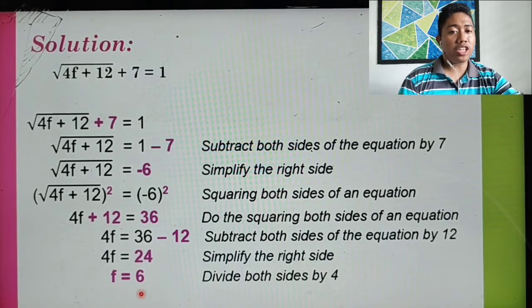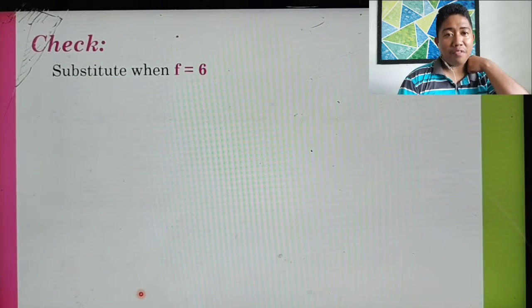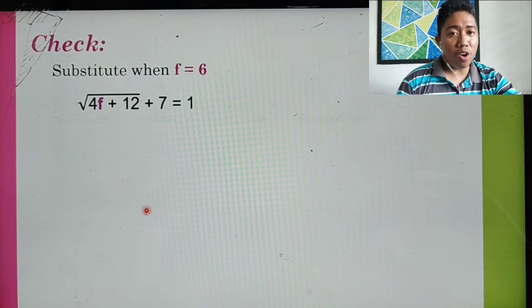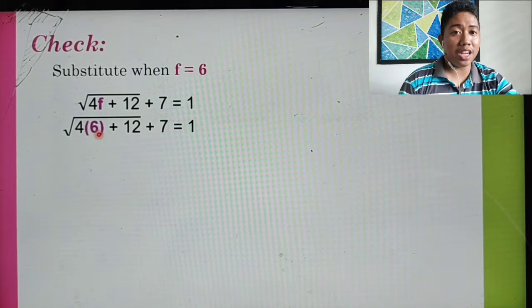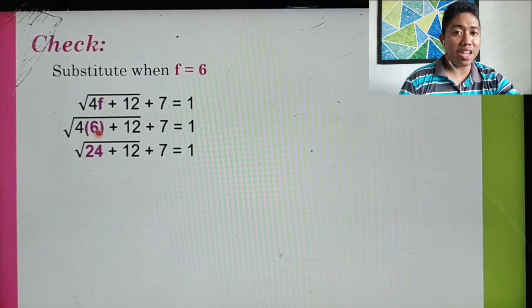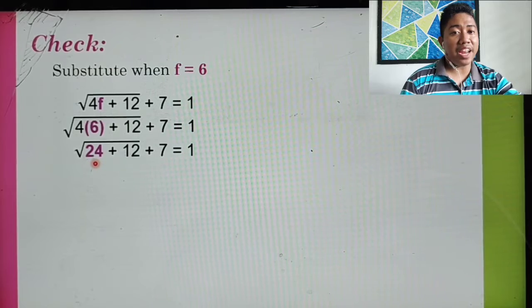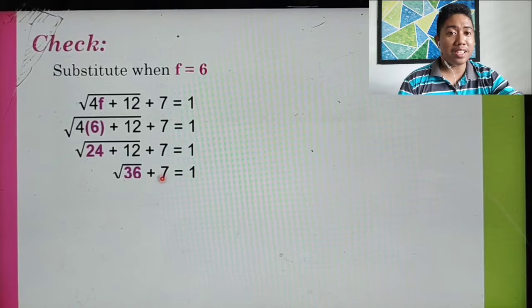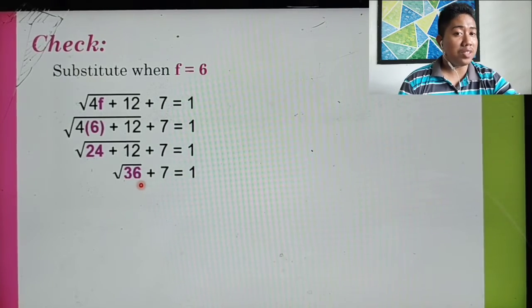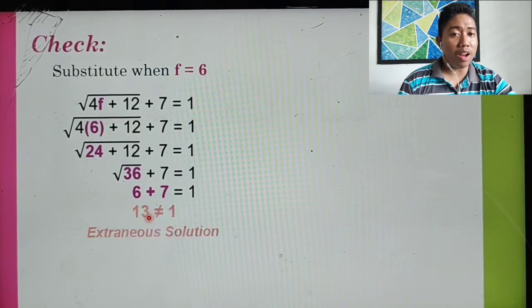But to check if the statement of the equation is correct, let's substitute the value of f equals 6. So we let f equal to 6 and substitute. So it becomes the square root of 4 times 6 plus 12, plus 7 equals 1. Then simplify 4 times 6, so it becomes 24 plus 12. Then simplify the inside of the radicand: 24 plus 12 becomes the square root of 36, plus 7 equals 1. The square root of 36 is 6, so 6 plus 7 equals 1. And 6 plus 7 is equal to 13.